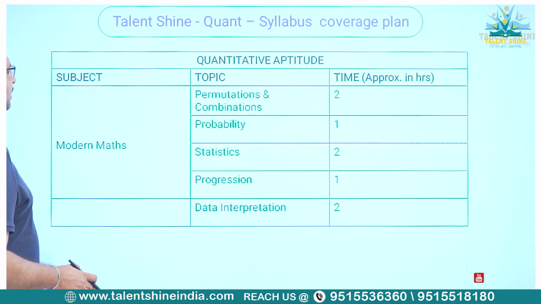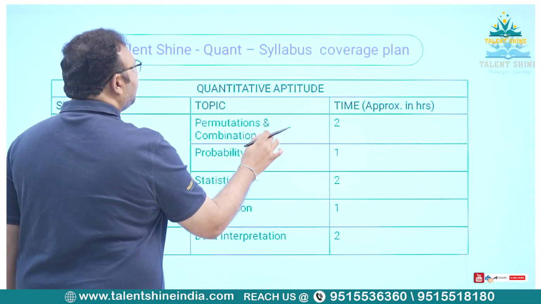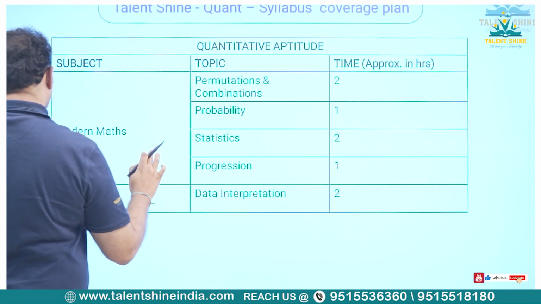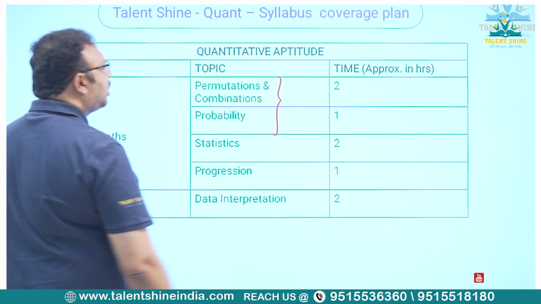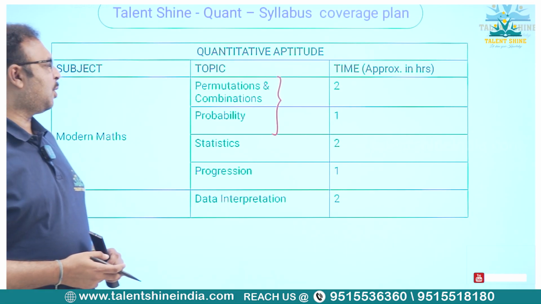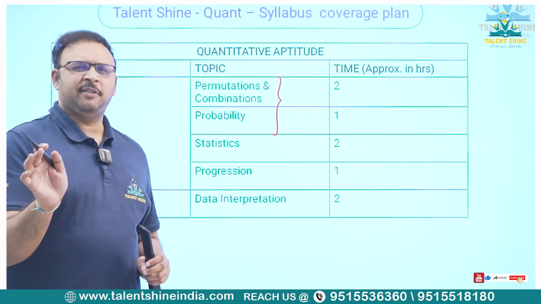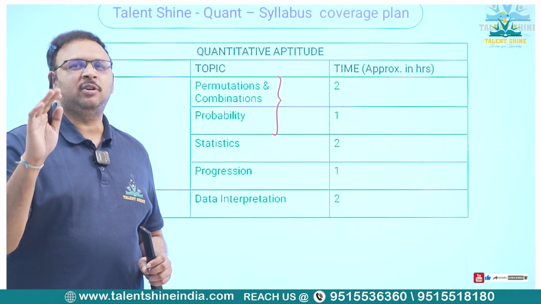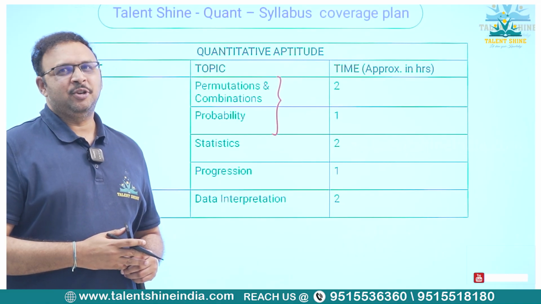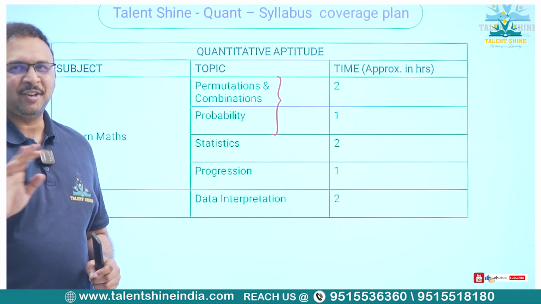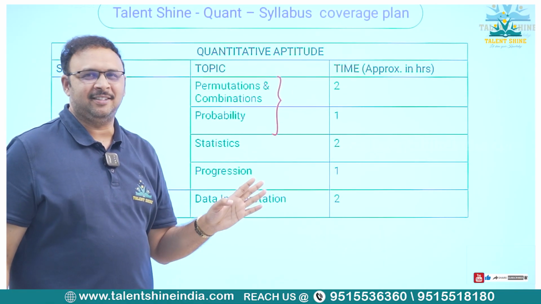In modern math, especially permutations and combinations, probability. This is one set. In permutations and combinations, especially permutations, don't stick to the basic fundamentals. They are asking moderate to tough questions only. So be careful, you must be thorough with all the concepts. Otherwise, you are not able to clear these questions. You require a lot of practice on that one.